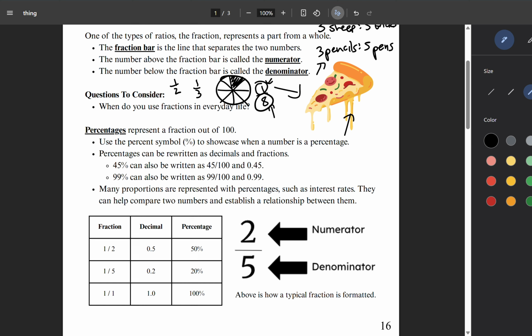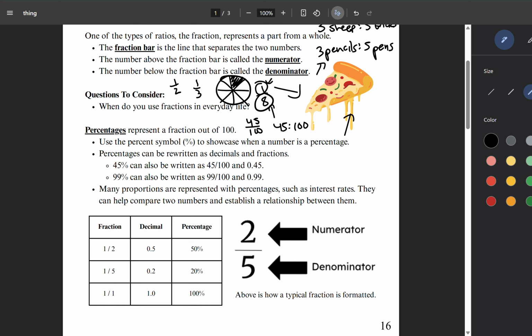And last but not least, we have percentages. So percentages, when you really think about it, they are fractions out of 100. So for example, say if I wrote the fraction 45 over 100. That is 45 out of 100. If we wrote that as a ratio, it would be 45 colon 100, 45 to 100. So it is 45 out of 100.